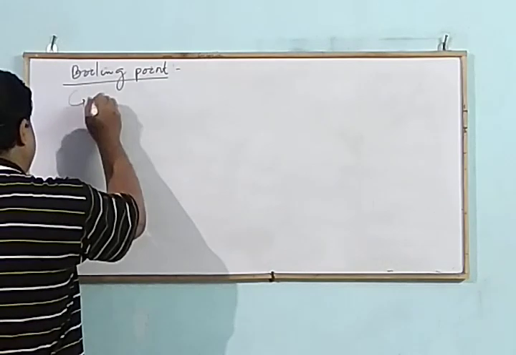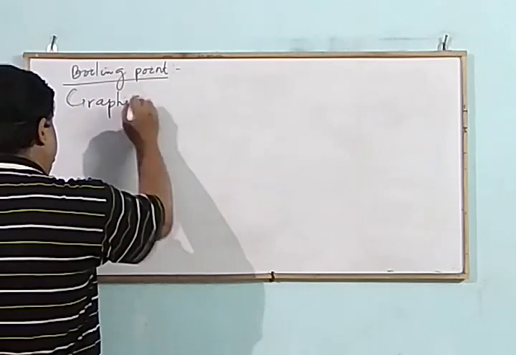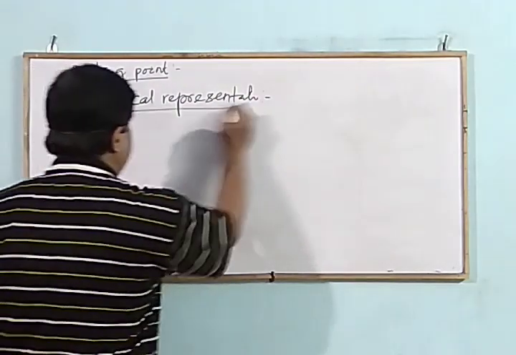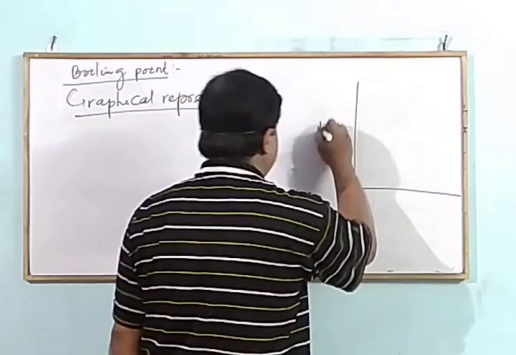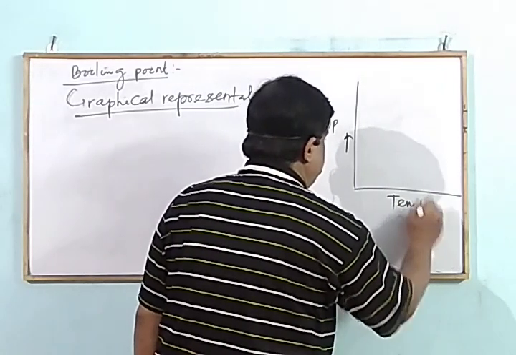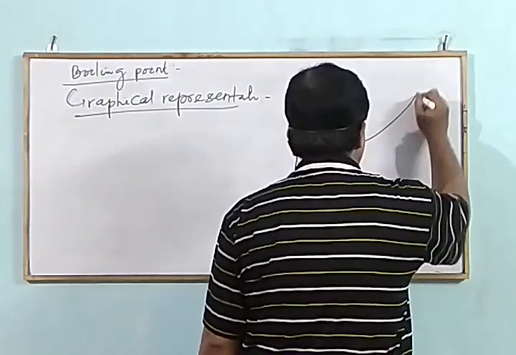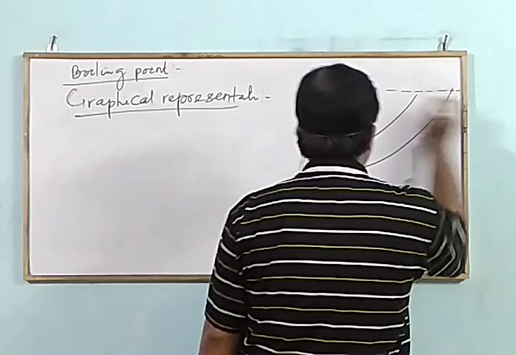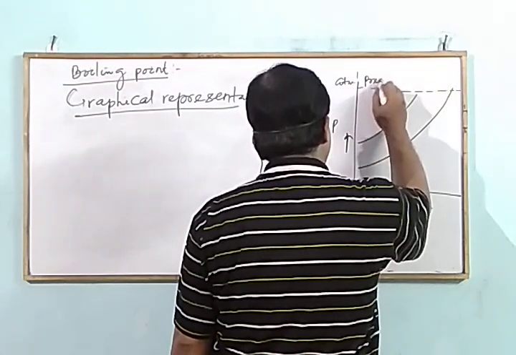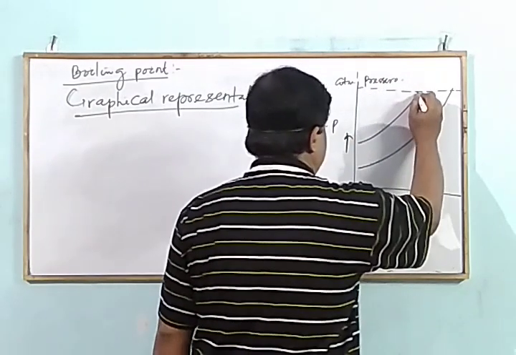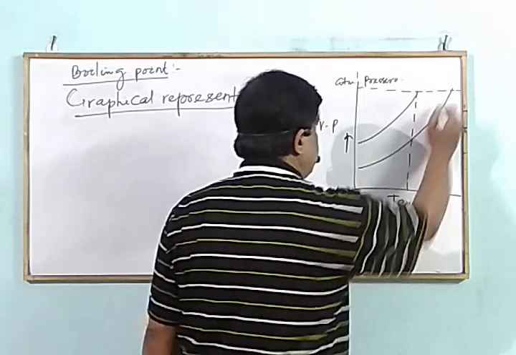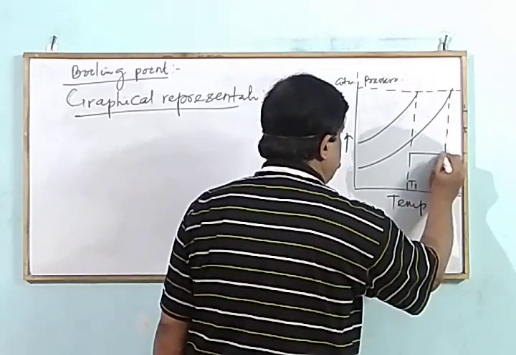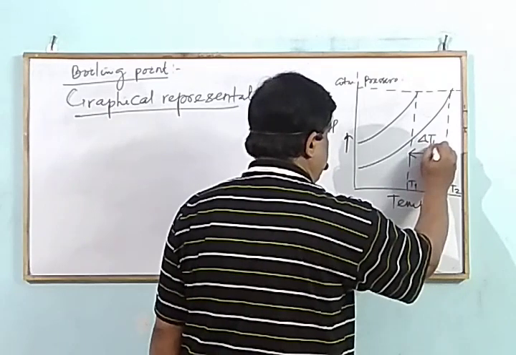Graphical representation. Mark that. If we plot a graph by taking vapor pressure versus temperature, then we observe this graph. It is known as the atmospheric pressure. It is known as T2, it is known as T1. The difference in temperature is known as del Tb.